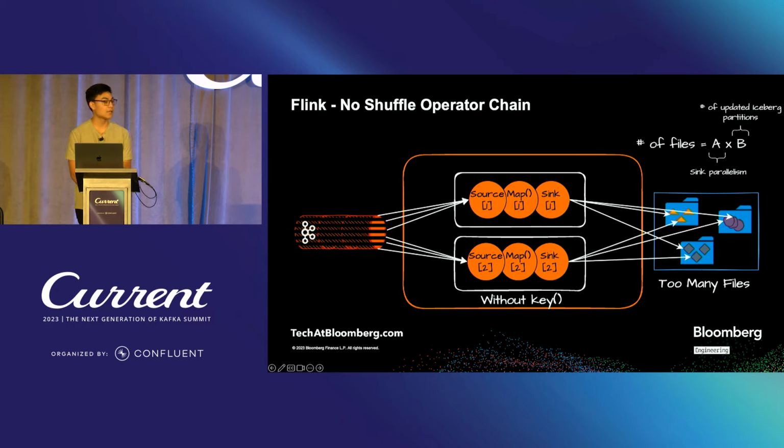In Flink, the same issue can occur. So if we don't shuffle or key by our data to co-locate records belonging to the same Iceberg partition, we'll end up with A times B number of files, where A in this case is the sink parallelism of our job.